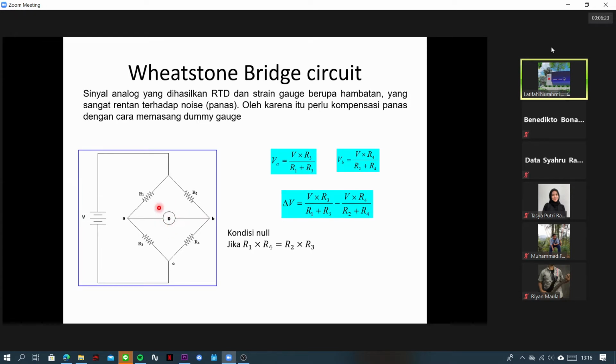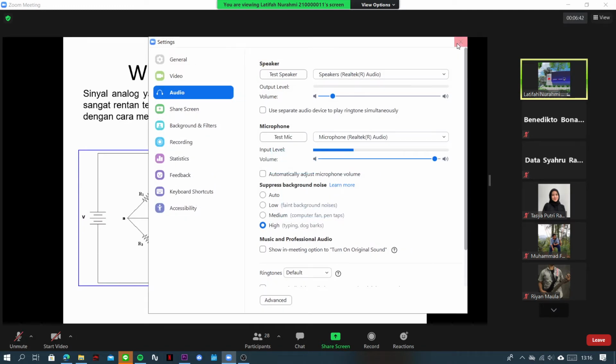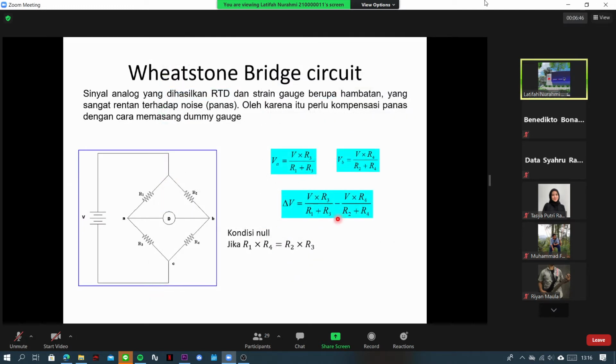So this delta V here, you subtract the first VA minus VB. Depends, you can subtract VB minus VA, that's okay. But in a balanced situation, in equilibrium, we want both to be null, to be zero. So if both VA and VB are 0, then we get this relation: resistance 1 times 4 equals resistance 2 times 3.